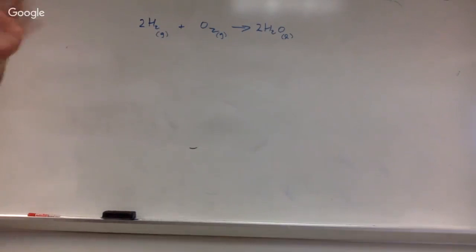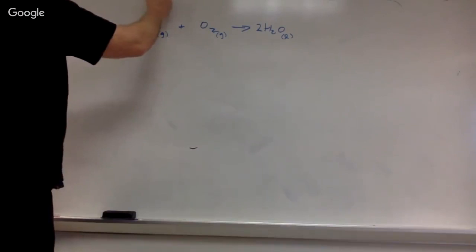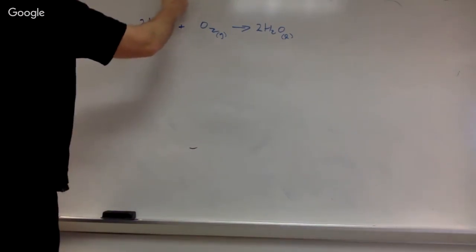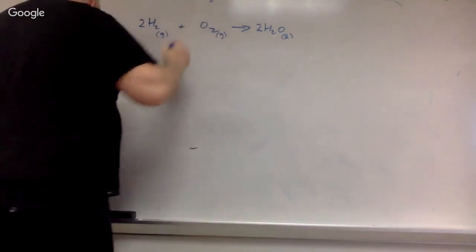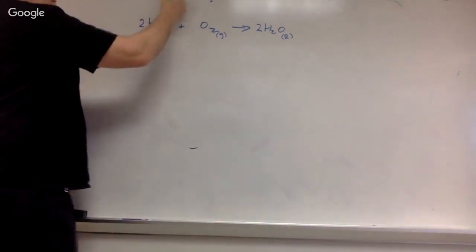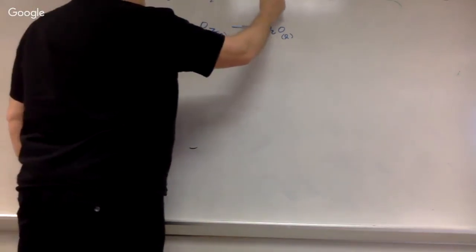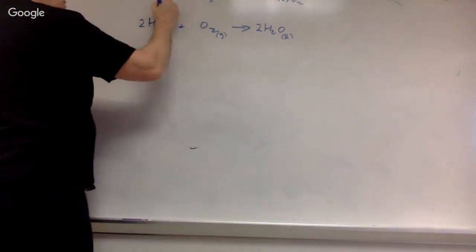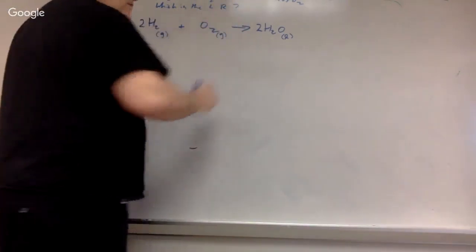So let's say I gave you 8.00 moles of H2. Actually, you know what? Let's do 7. Sorry, I know you can't erase. I'm going to do 7.00 moles of H2 and 5.00 moles of O2, and the question is which is the limiting reactant, abbreviated LR.